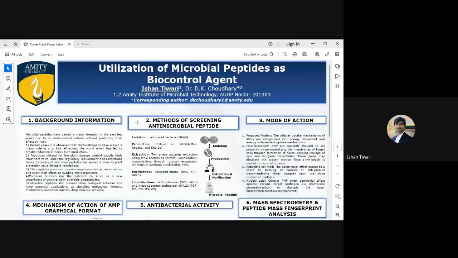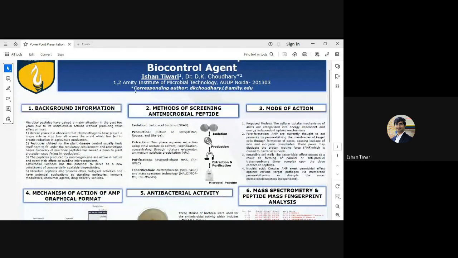Good afternoon to all the respected members. I am going to present the paper which is entitled Utilization of Microbial Peptide as Biocontrol Agent. I am Ishan Tiwari, research scholar from MIT Institute of Microbial Technology.